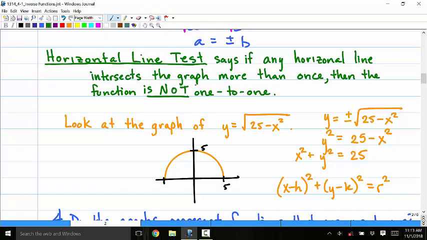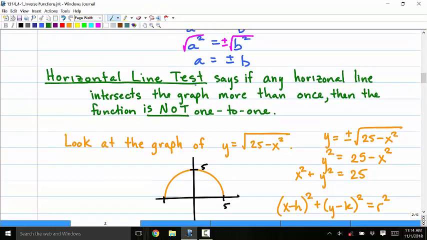Do y'all remember the vertical line test? If any vertical line intersected the graph more than once, then it was not a function. Horizontal line test says if any horizontal line intersects more than once, it's not 1 to 1. That is because it has 2 different x values that have the same y value. So it would not be 1 to 1.